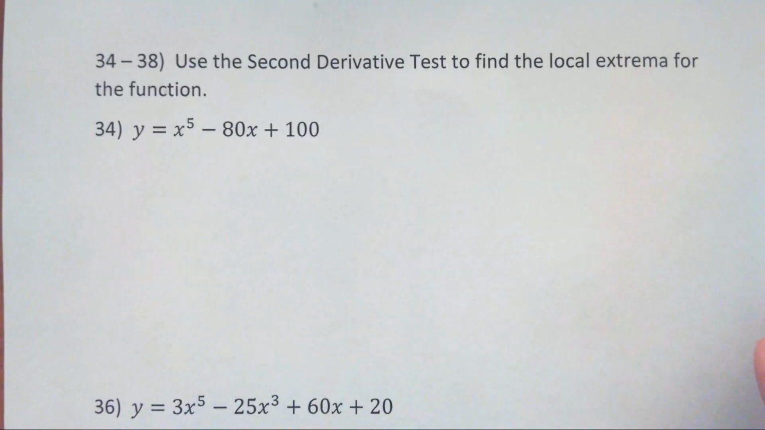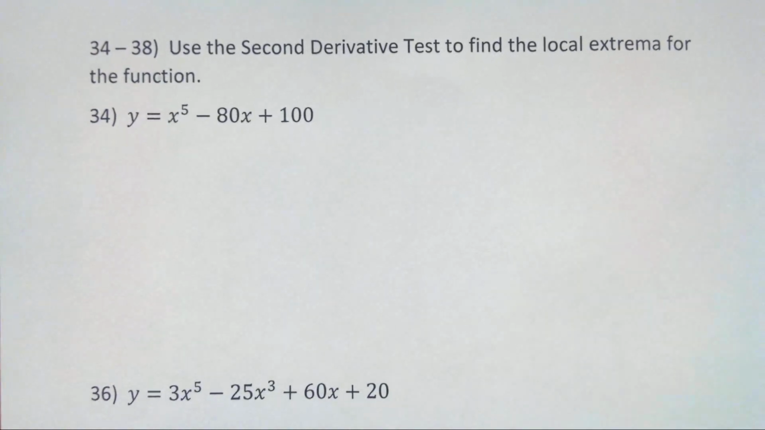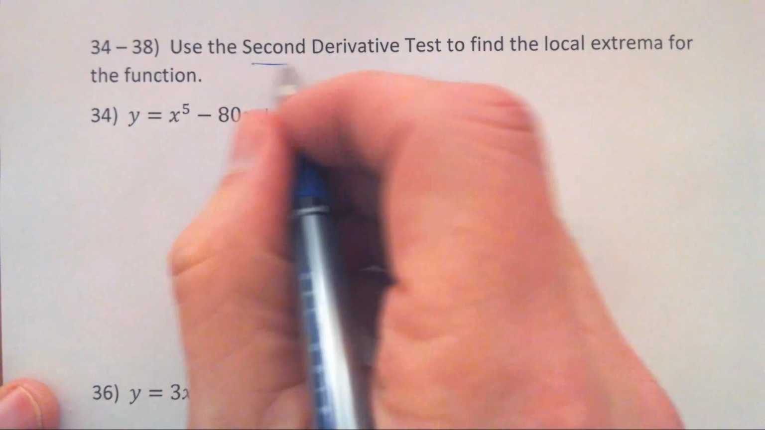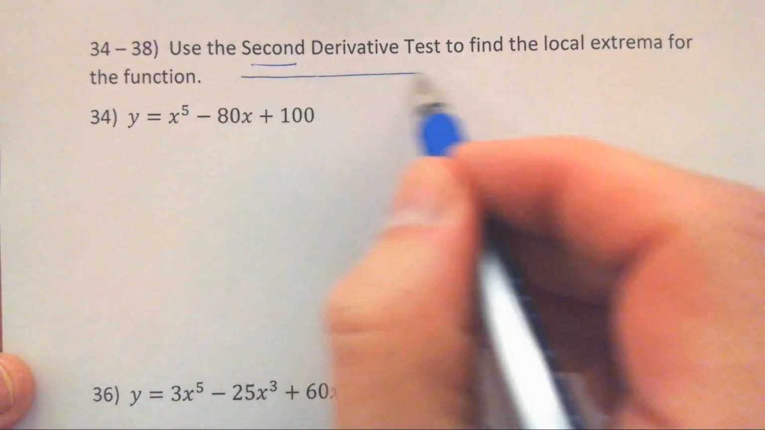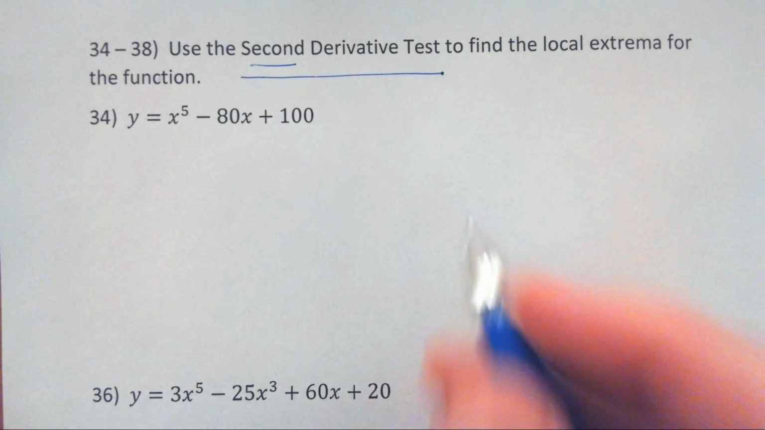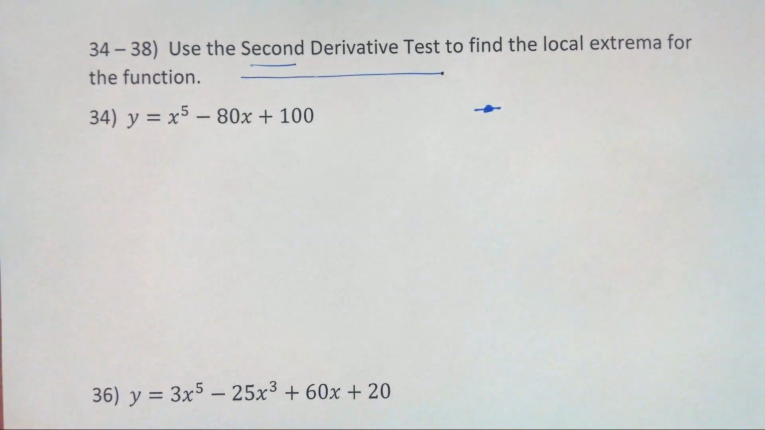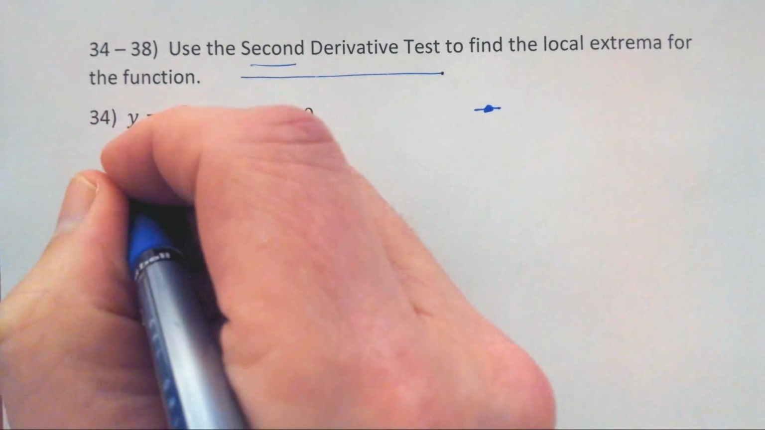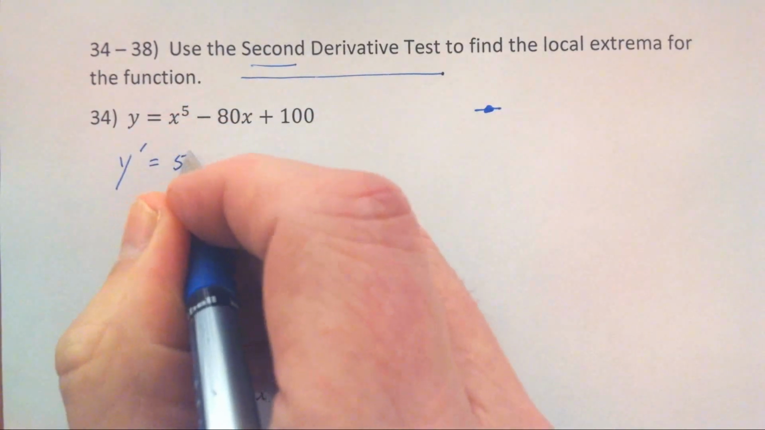Okay. 34 to 38, use the second derivative test to find the local extrema for the function, which is foreign to us prior to this section because we've been using the first derivative. Now, this is a little bit peculiarly named because we still need to discuss the first derivative. We're going to use the first derivative to find out any point or points where the function levels off. So we still want to find the first derivative. Of course, we have to do that to get the second derivative.